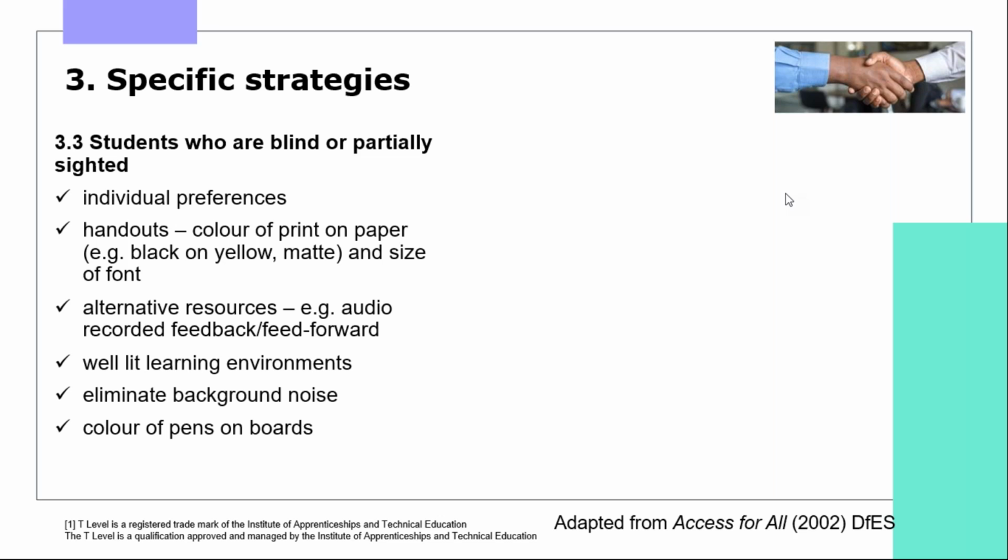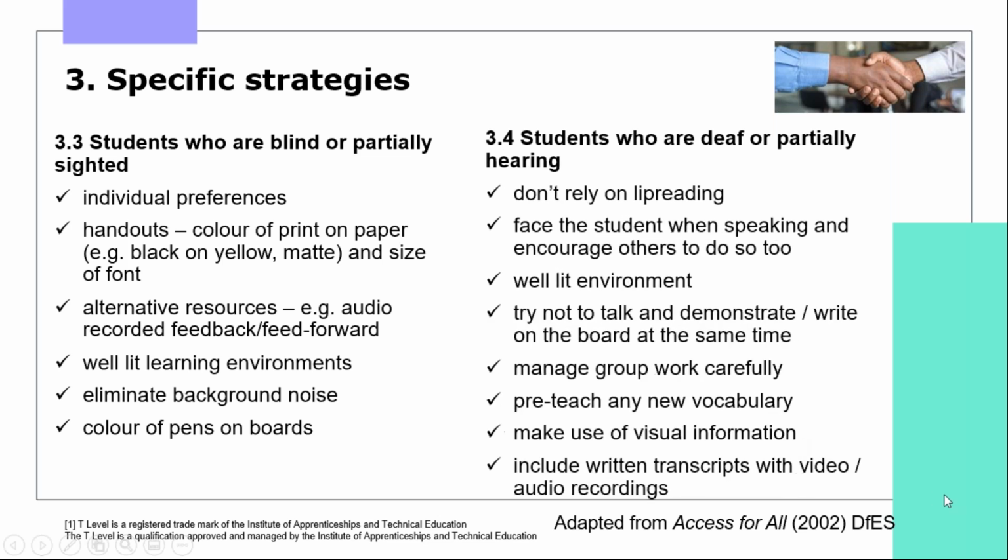Absolutely. And of course, the T level students are possibly going to be exposed to children or young people who have learning difficulties or disabilities. So even if we're not using them ourselves because our students, for example, aren't blind or partially sighted, it is something that we'll need to have an awareness of for the children or young people that they work with. It's the same with deaf or partially hearing people.